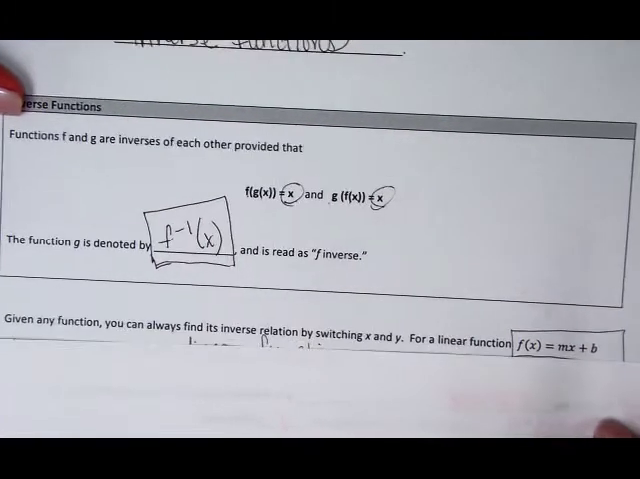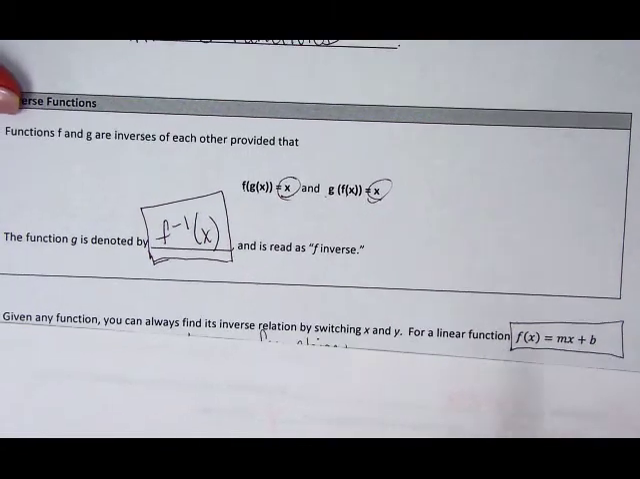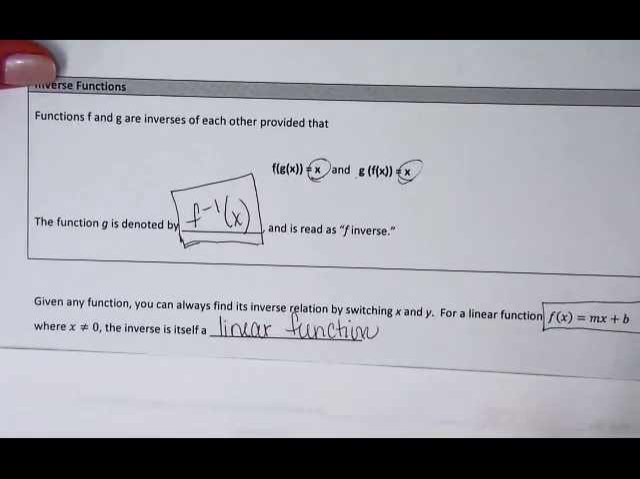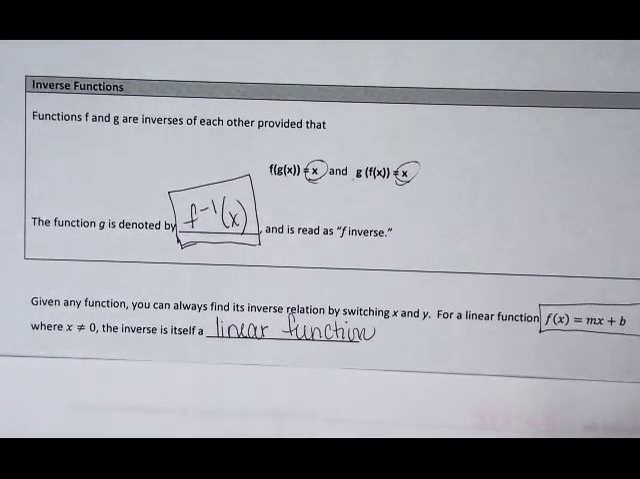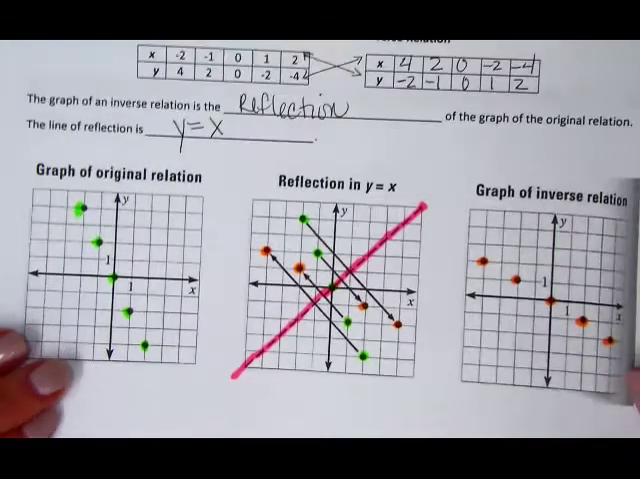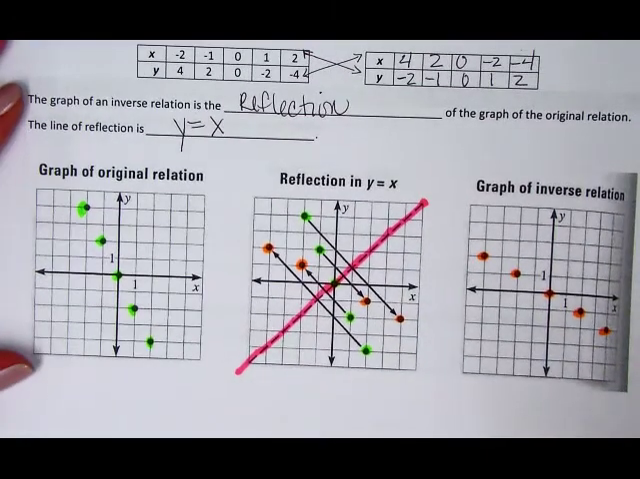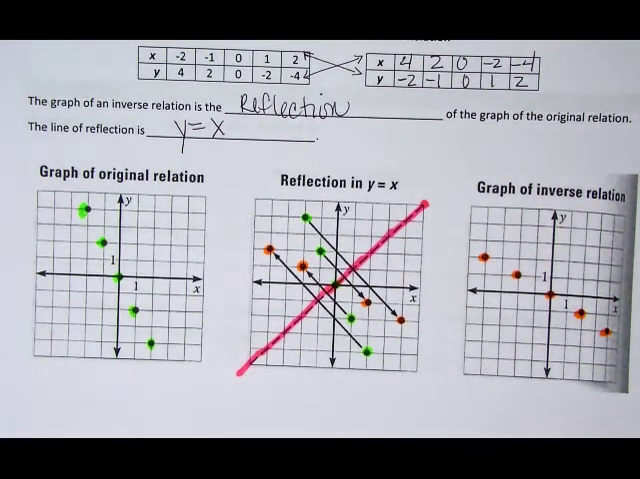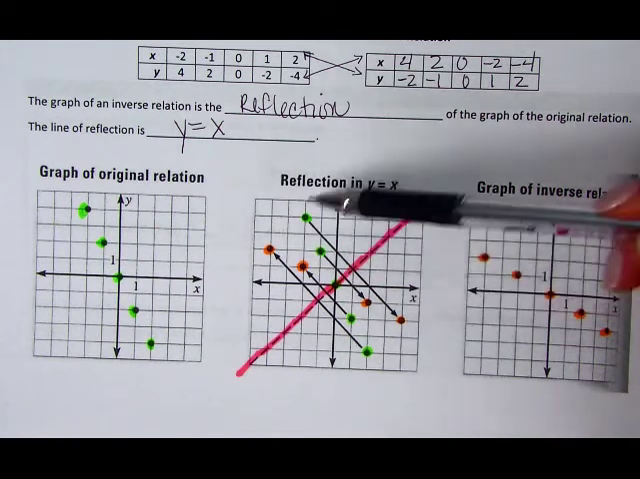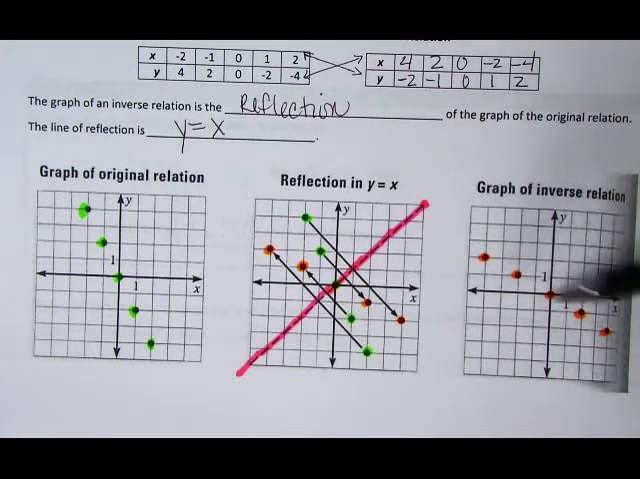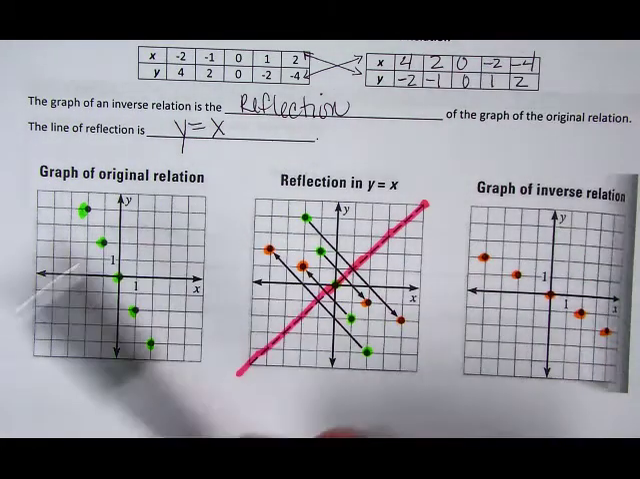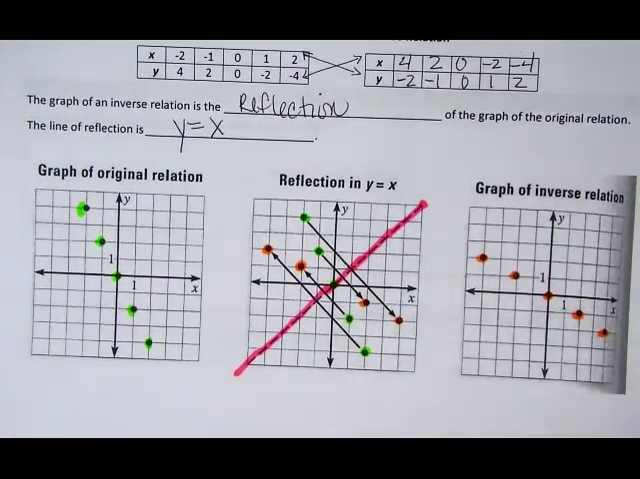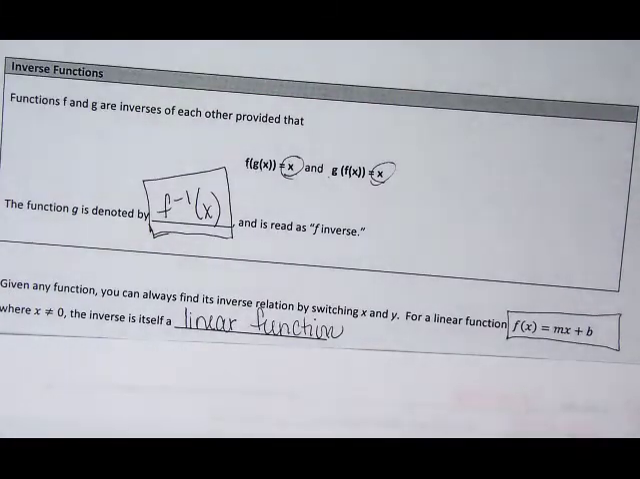For a linear function, which means you have your slope and y-intercept, very similar to f of x equals mx plus b, where x is not equal to 0, the inverse is also going to be a linear function. Just like I showed you on the previous 3 graphs from the first page, here we have a linear function. If we reflect it over the y equals x line, all your points flop, and you're still left with an inverse relation that is also a function. It's a linear function. So if you start off with a line, your inverse function will also be a line. So let's move on to example 2.